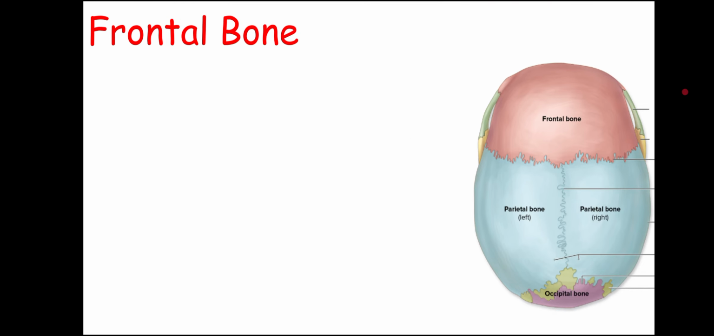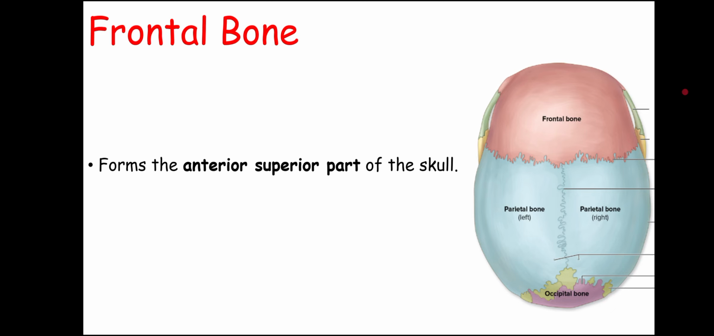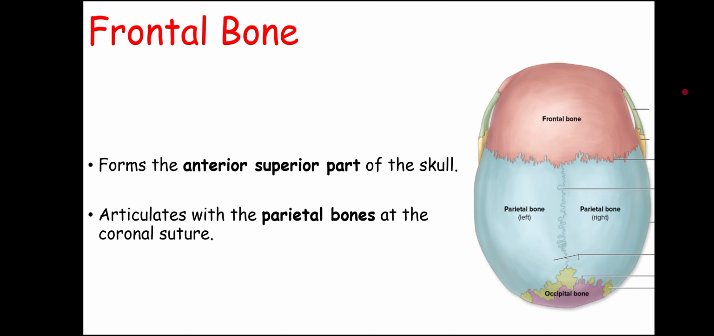First we will talk about the frontal bone that is unpaired bone. That means there will be one frontal bone in every skull. It forms the anterior superior part of the skull and it articulates with the parietal bone at the coronal suture.